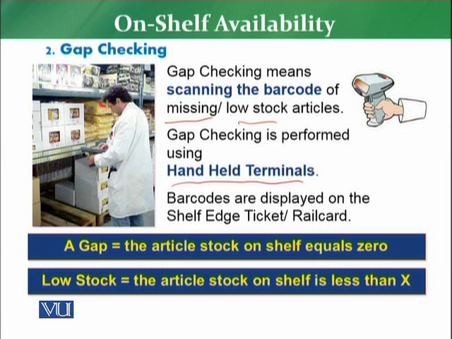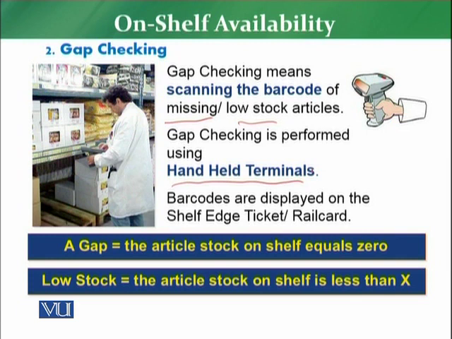Normally in the retail store, the store has these HHDs, and they are normally used for the gap checking. Barcodes are normally displayed on the shelf. And what are these barcodes? If you have observed, products have price tags, and these price tags normally have the barcodes available on the rail cards or on the shelf edge tickets. From there you can easily identify if the product was available and how much stock the product has, because this HHD has the stock record.